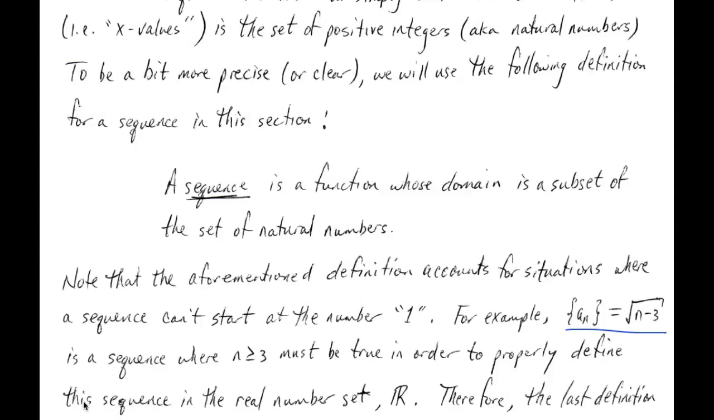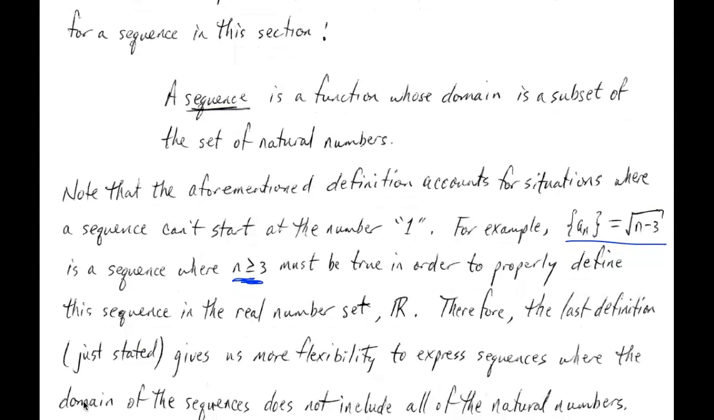Since this sequence is a sequence of numbers that follow the pattern of square root of n minus 3, it only makes sense for me to plug in values of n, or natural numbers n, that are 3 and higher. Because of course, if I plug in anything below 3 that is a natural number, I'm going to get a value that is not going to be a real number. And so because of that, it's proper for us to say that the domain will be a subset.